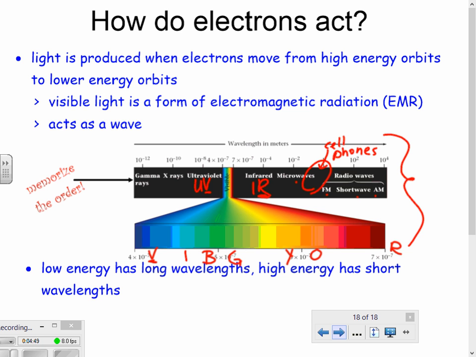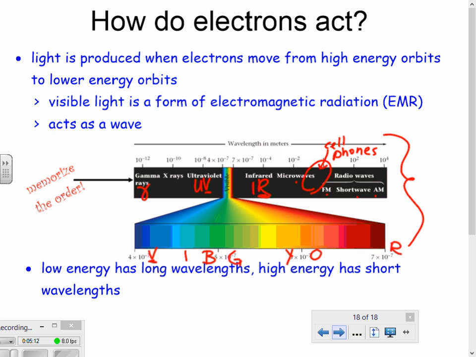Ultraviolet radiation we know comes from the sun. We have UVA, UVB, and UVC radiation, and they all are different wavelengths. Then we have our X-rays and, last but not least, gamma rays, which we learned about in radioactive decay. So know that order.